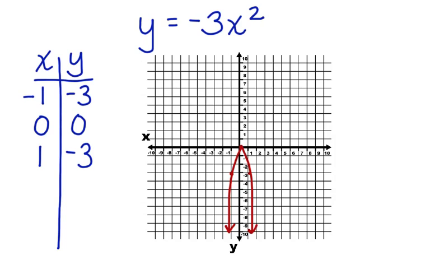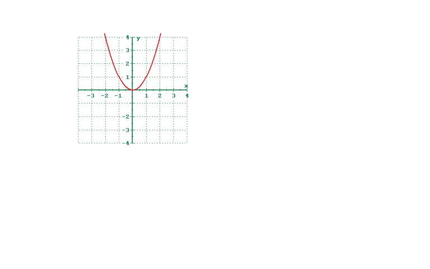Notice that when we graph this parabola, the graph is actually upside down. When we have a negative coefficient, as we do here, our parabola is going to face down instead of facing up. Take a look at these graphs and see if you can determine whether the parabola would be opening up or opening down.